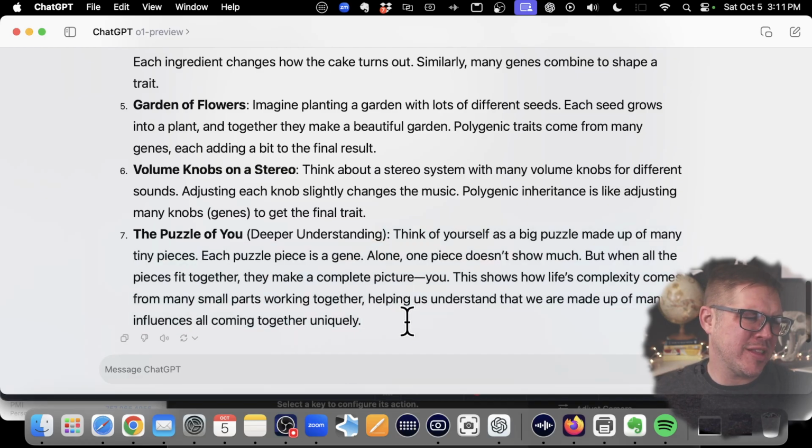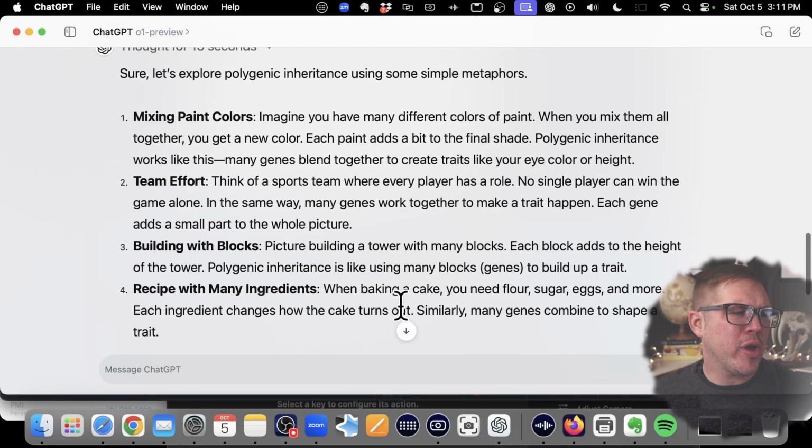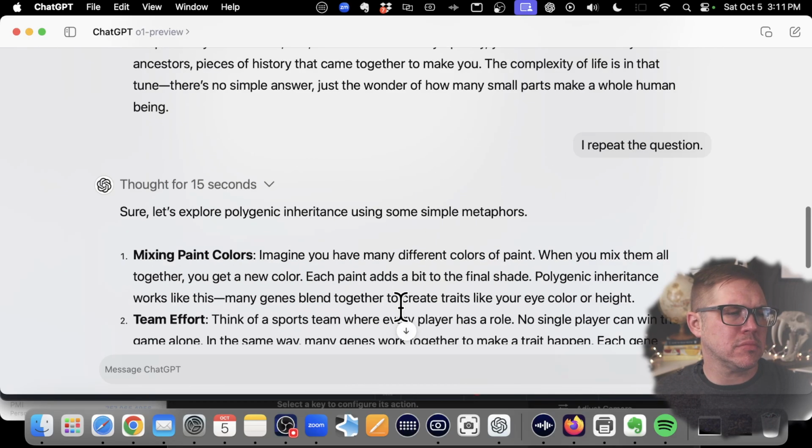I don't feel that there's anything that's particularly polygenetic or monogenetic about this. Okay, so not as good. Okay, better, but not life-changing.